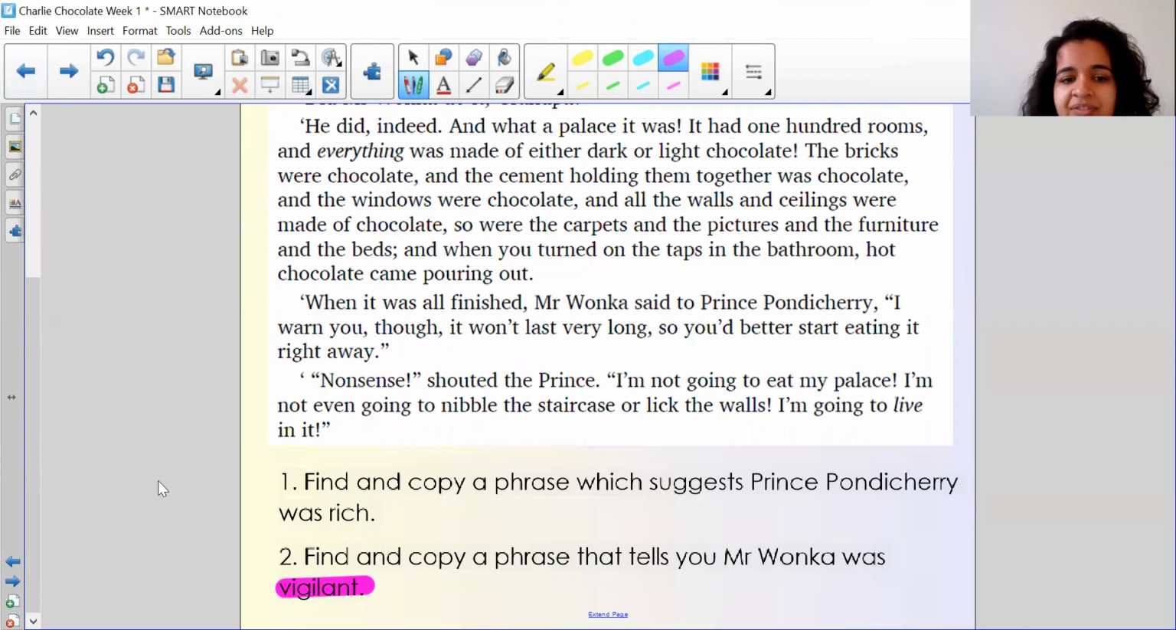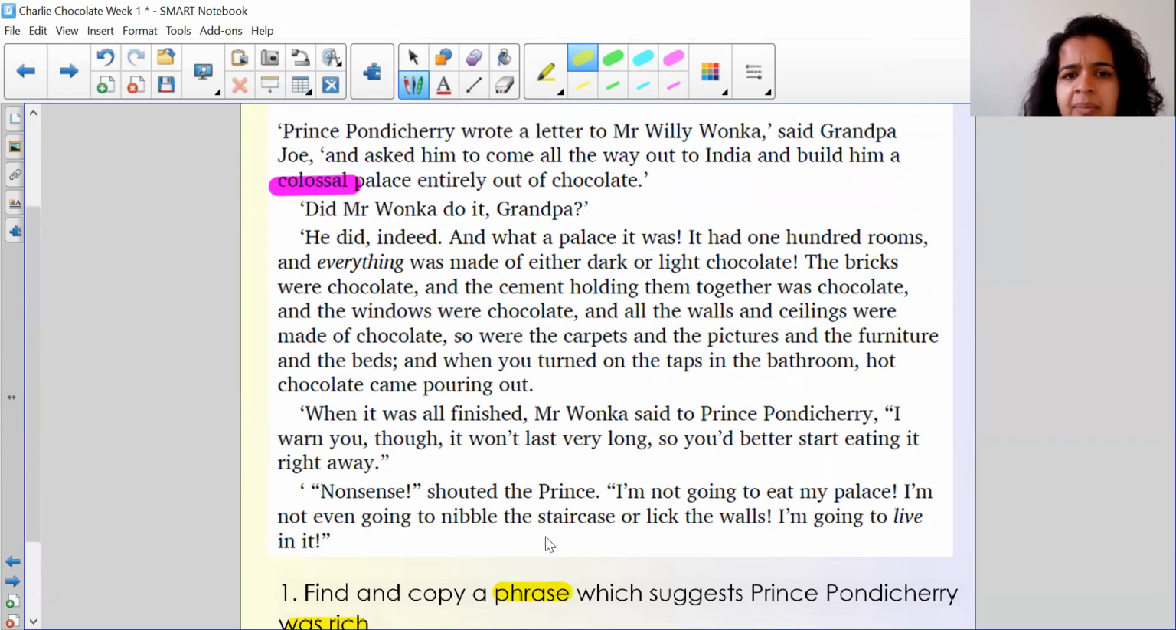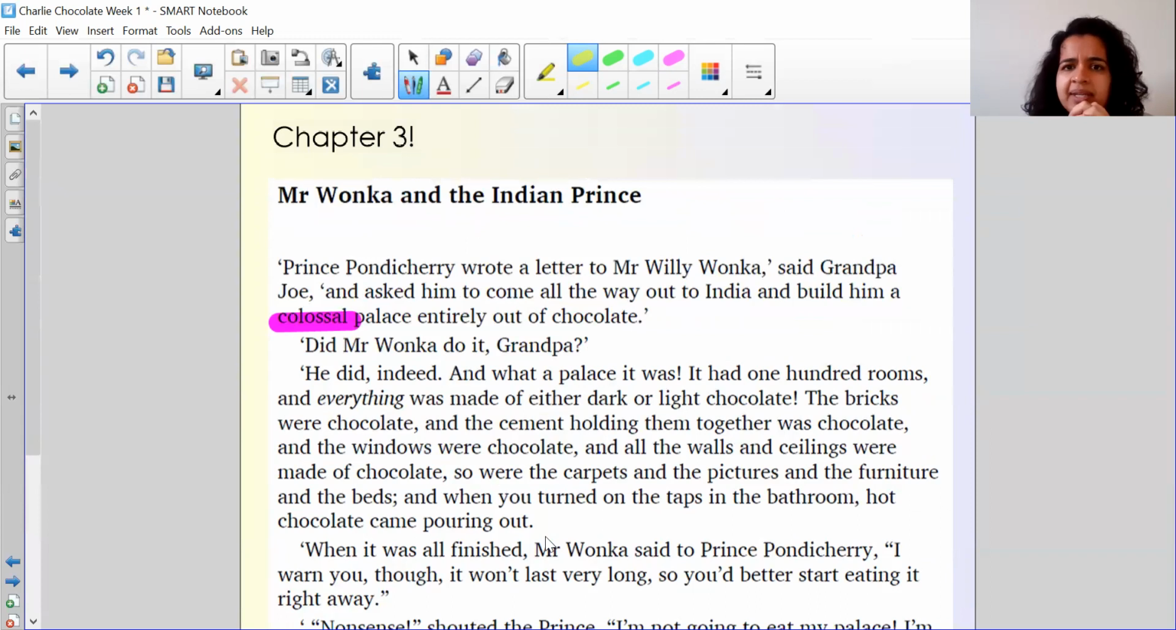Okay, so if you are still with me, I'm going to go over this again, and I am going to explain to you how to find the answers. So question 1 says, find and copy a phrase which suggests Prince Pondicherry was rich. So following my success criteria, I want to underline the words was rich, and it's a phrase, so I need to find more than one word. Now remember, if you're rich, if you've got a lot of money, what would you do with that money? Okay.